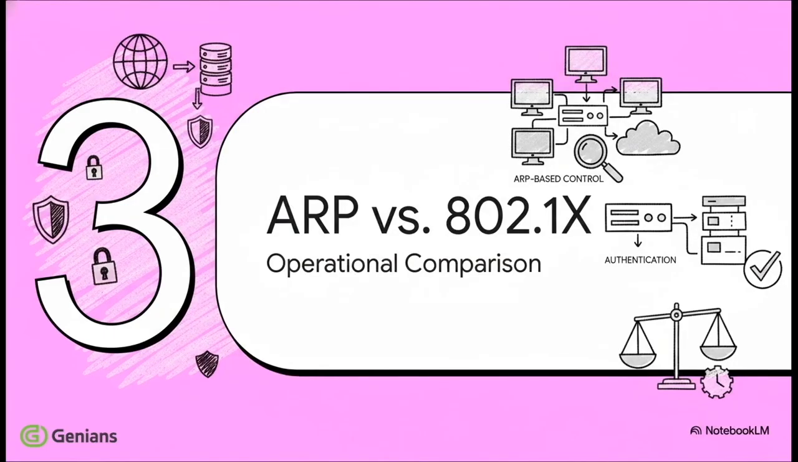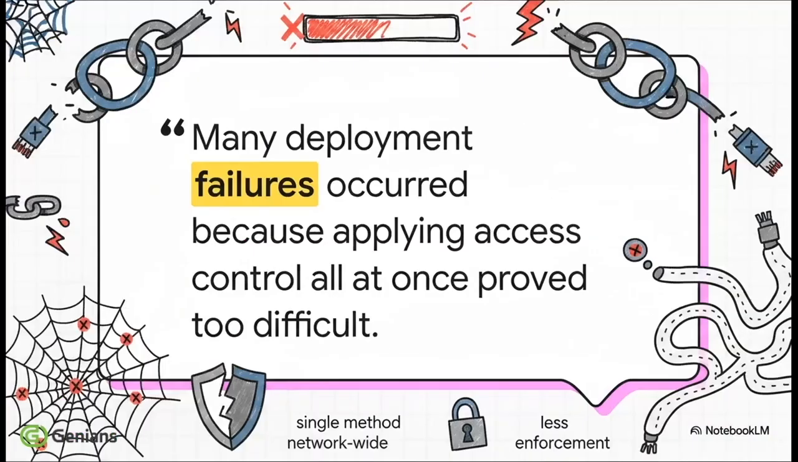Okay, now let's move to a direct comparison of 2 of the most frequently discussed methods, ARP control and 802.1x. We'll look at the operational variables for each. A documented outcome of failed 802.1x only projects is no enforcement at all. An outcome with no enforcement is less secure than having a functioning alternative policy in place. The quote here says, "Many deployment failures occurred because applying access control all at once proved too difficult."